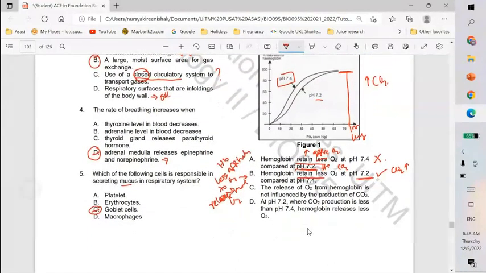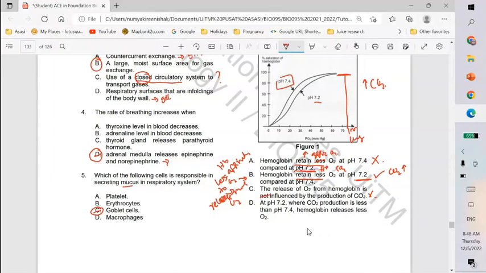Okay, if we look, the release of oxygen from hemoglobin is not influenced by the production of carbon dioxide. That is wrong. The release of oxygen from hemoglobin is influenced by the production of carbon dioxide. If more carbon dioxide is released, your body cells are respiring more, producing more carbon dioxide. So hemoglobin has less affinity for oxygen and releases more oxygen to the cell, so that this oxygen can be used by your body cells.